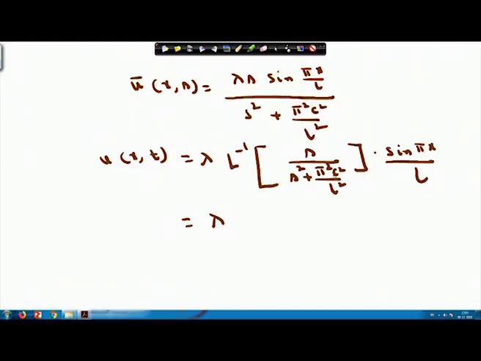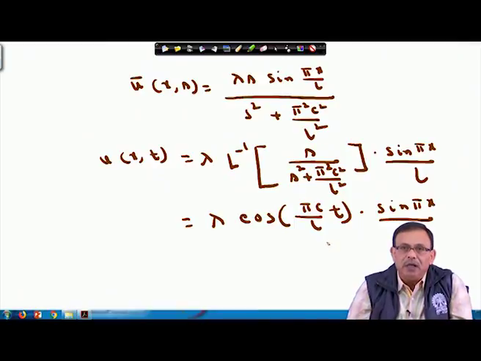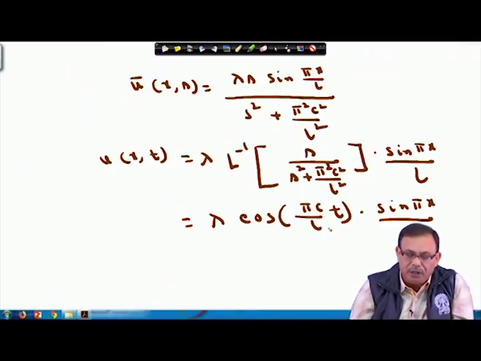And the Laplace inverse of this s by s square plus pi square c square by L square is nothing but cos of pi c by L into t. This you can check very easily, and you can obtain this one into sin pi x by L. Therefore, the solution of this equation will be u x t equals lambda cos of pi c by L into t into sin pi x by L.